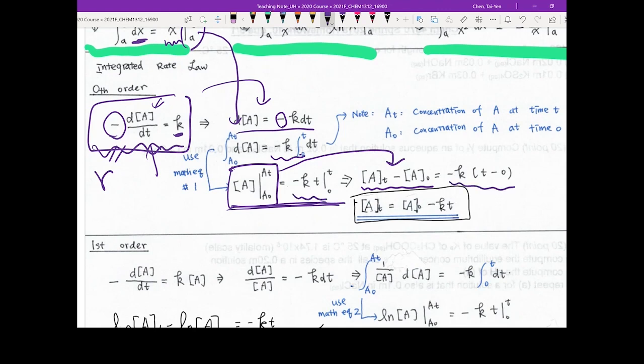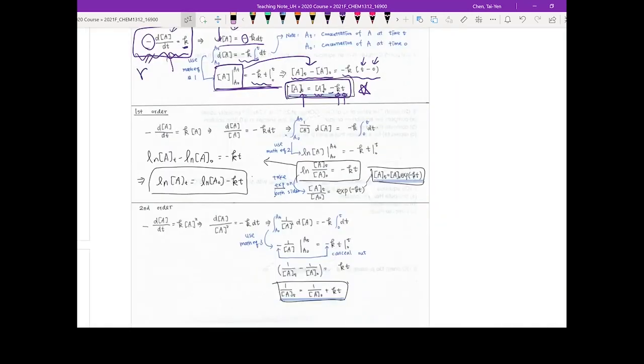And then for this part, it's just equivalent to this. So t changes from 0 to t. K is a constant, so it remains the same. Rearrange all the terms, then you get to this first equation. A at T is going to equal A naught minus K times T. Okay, so this is the equation that you need to memorize. For zeroth order reactions, the concentration of A at any given time T is going to equal your initial concentration minus rate constant K times T.